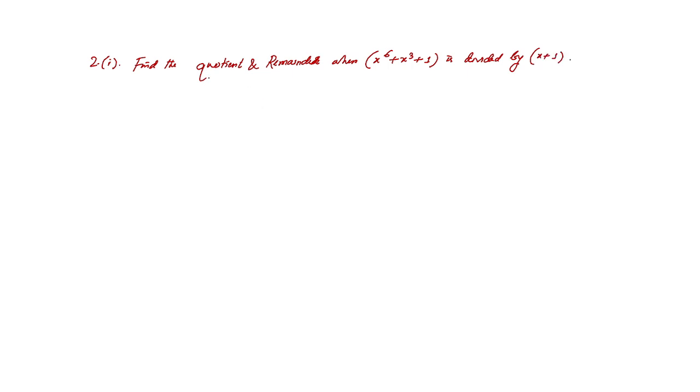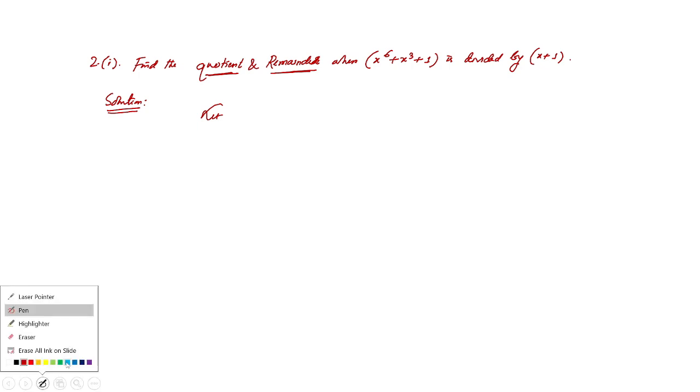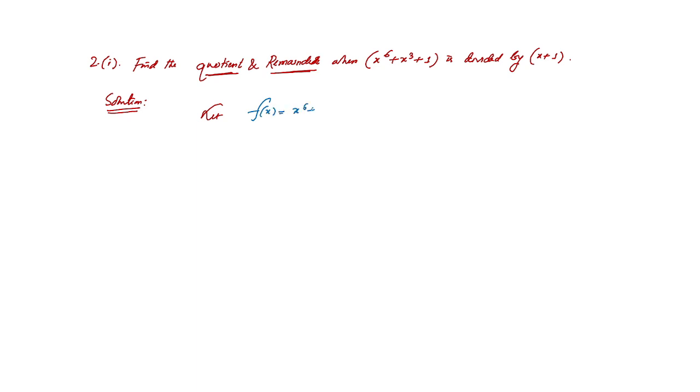So here it is asked for quotient as well as remainder. We have to find both. So what we will do, we will apply synthetic division. With the help of synthetic division, we can easily calculate the quotient and remainder. So what is our f(x) here? Let f(x) equal x to the power 6 plus x cube plus 1.